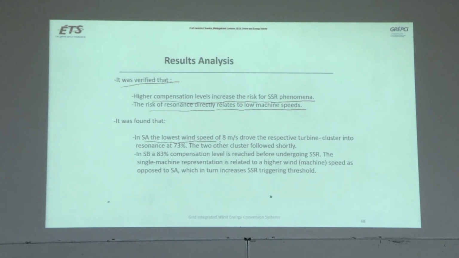In SA, the lowest wind speed, 8 meters per second, drove the respective turbine cluster into resonance at 73%. The 2 other clusters followed shortly. In SB, an 83% compensation level is reached before undergoing SSR in the single machine representation. So you see, this is what he noticed.